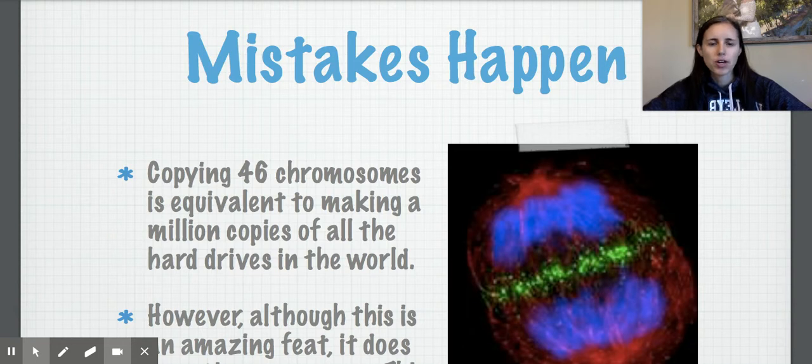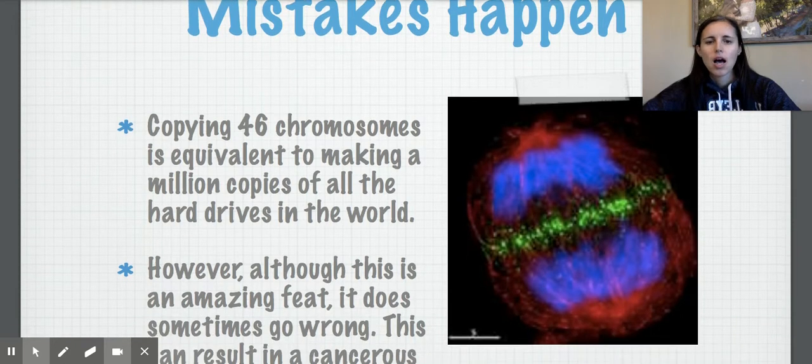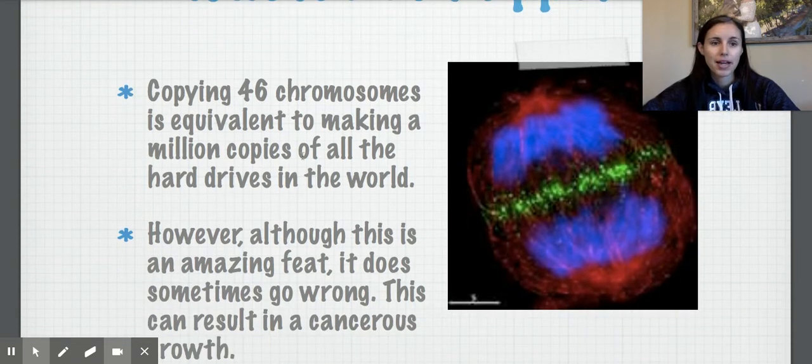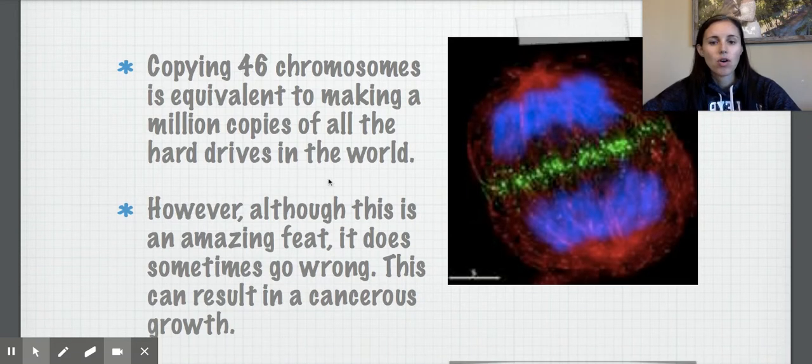So in grade 12, you're going to learn a little bit more about how DNA works and how the copying of DNA works. But just know for now that copying that information takes a lot of work and a lot of time. However, although this is an amazing feat, it does sometimes go wrong. This can result in cancerous growth. So when you are copying the DNA, we have a lot of fail-safes to make sure that mistakes don't happen. However, since it's such a big process, mistakes do happen. So oftentimes when this DNA copying goes wrong, this is actually what can cause cancer.